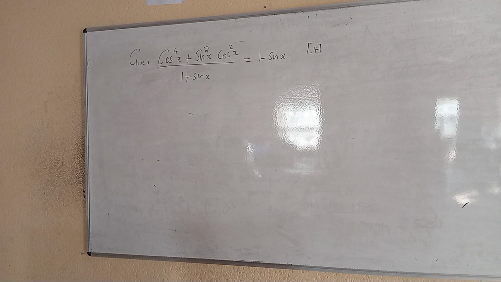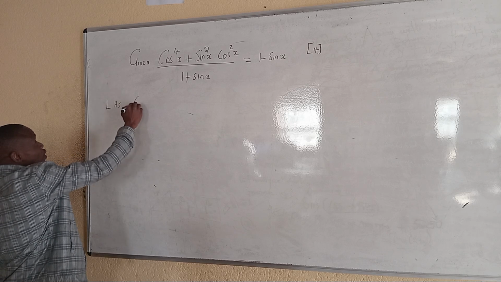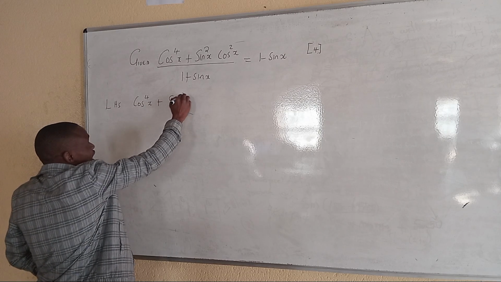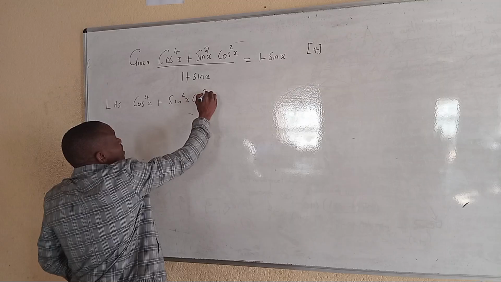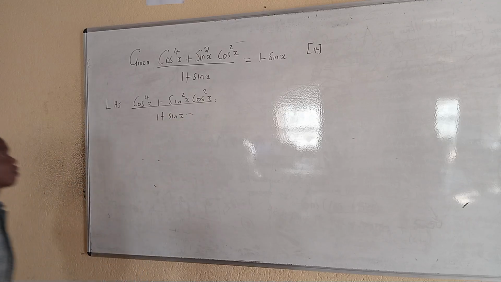Okay, so they want us to prove that the left hand side is equal to the right hand side. Remember, when you are proving, you have to start with the complicated side. You write the complicated side down first. So I'm going to say left hand side, because I'm writing my left hand side as it is. I'm starting with the complicated side.